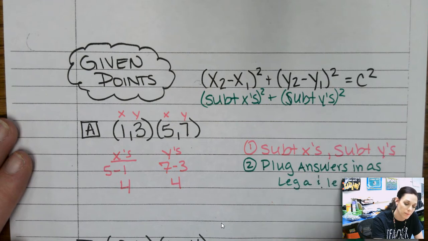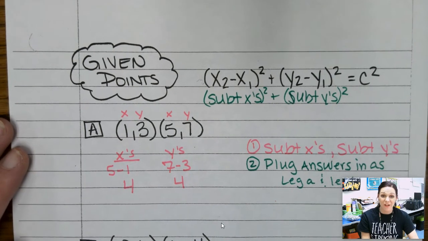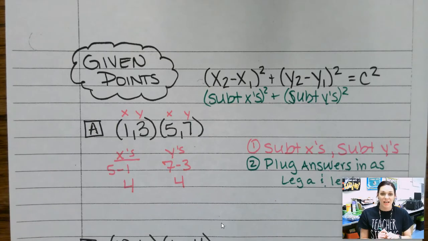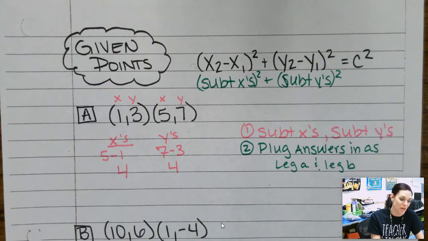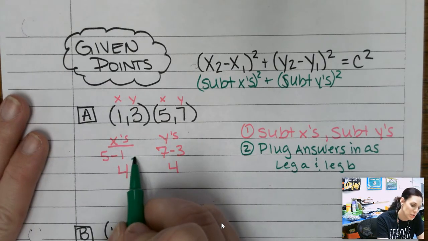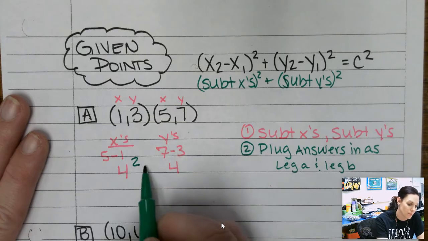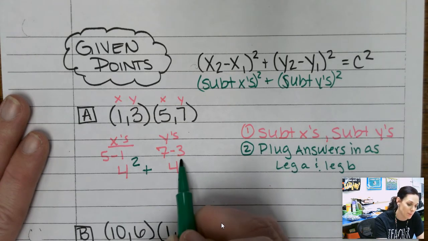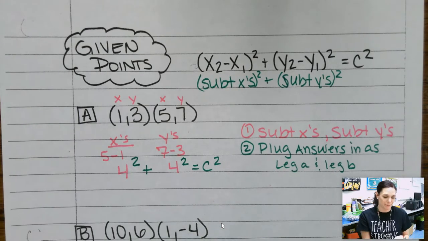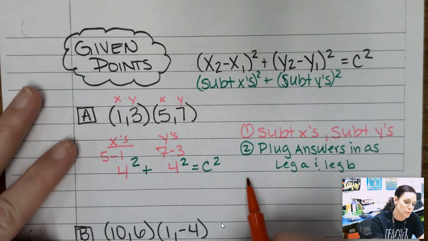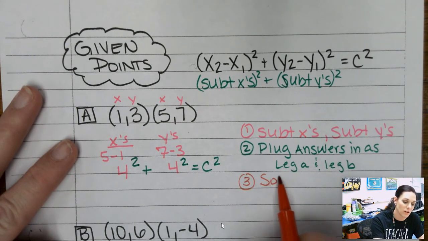and leg B. So what we did is we found the change that occurred. To get from one point to the next, how much x's changed, how much y's changed. So there was a 4 and a 4 change. So we're going to plug these into the Pythagorean theorem, which means I'm going to square my x's. I'm going to add my plus sign. I'm going to square my y's, and I'm going to add c squared into the story. And then, last step as always, we are going to solve the Pythagorean theorem.